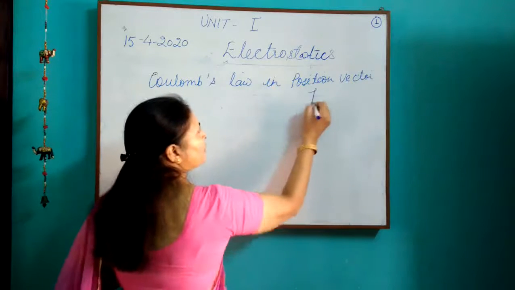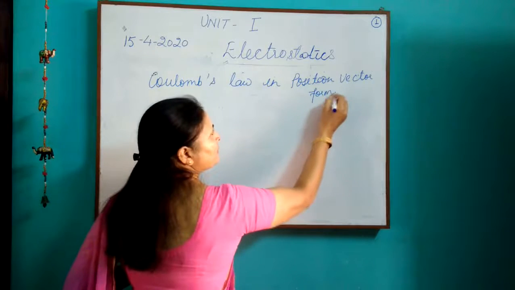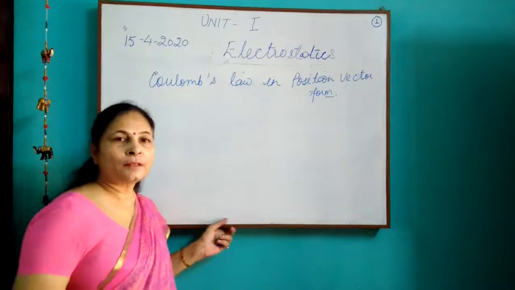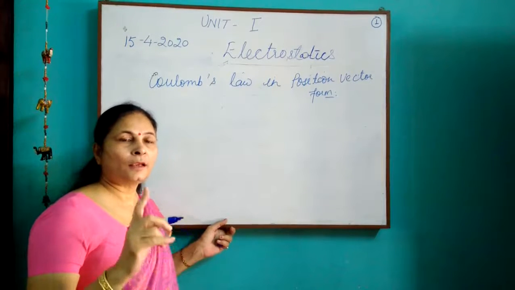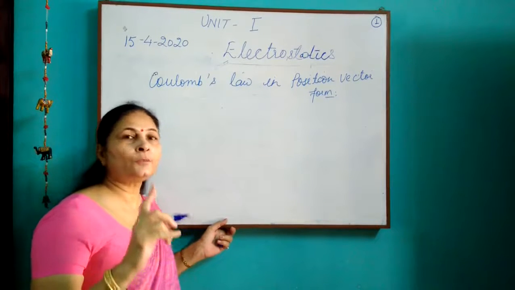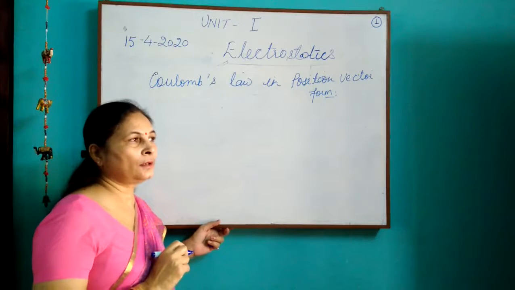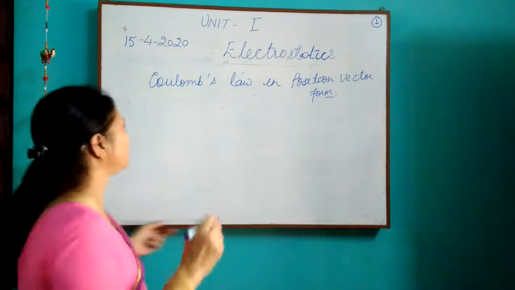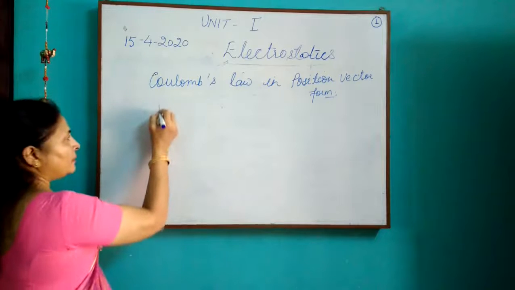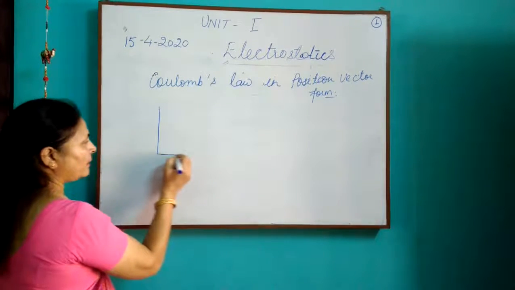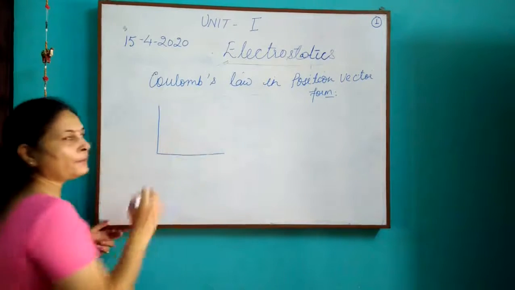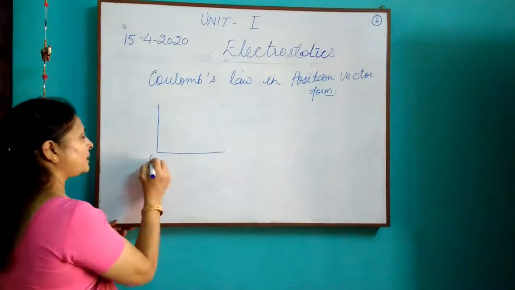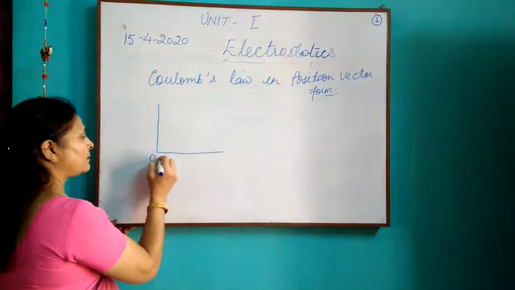Now you have done position vector in class 11. That is, if I want to define the position of a given object, then I use position vector. For determining the position, we have to take a reference. So, the reference is always taken as 0, 0.